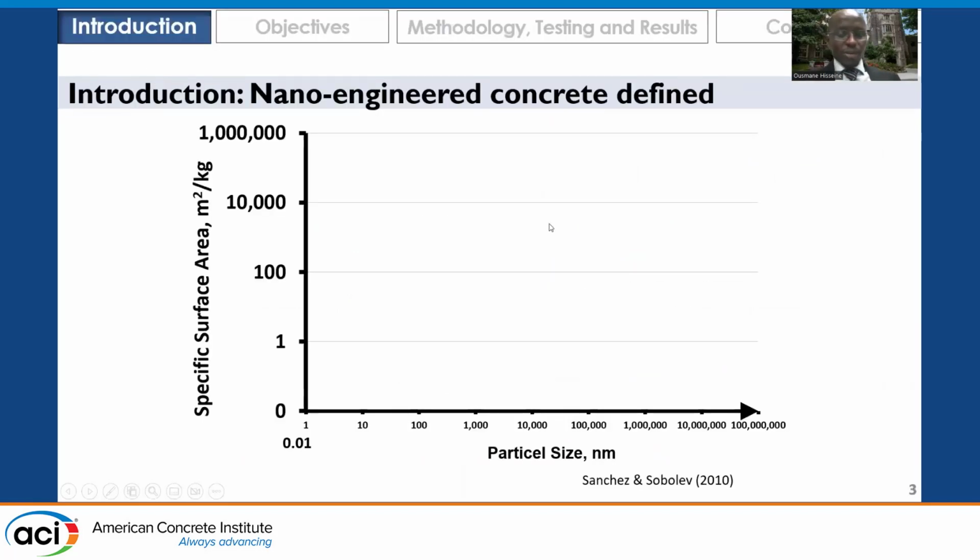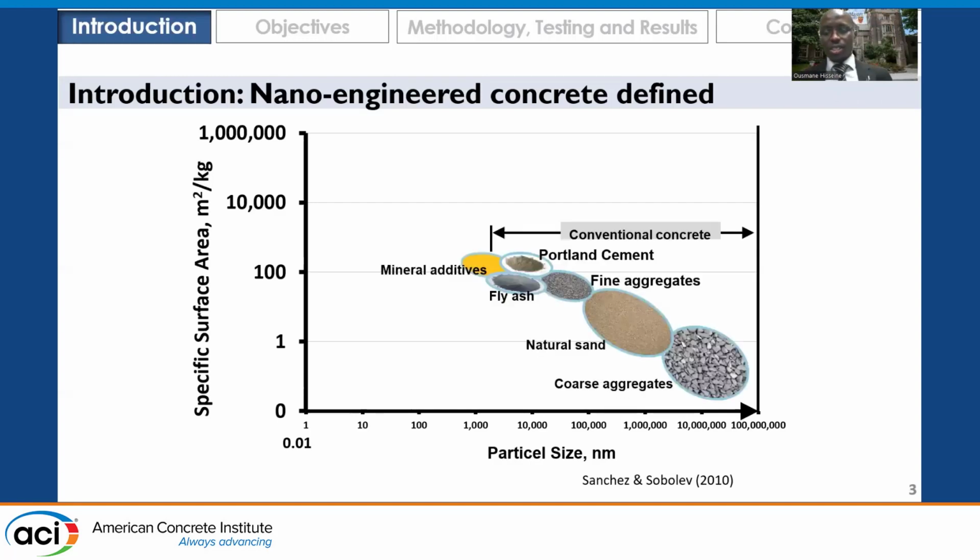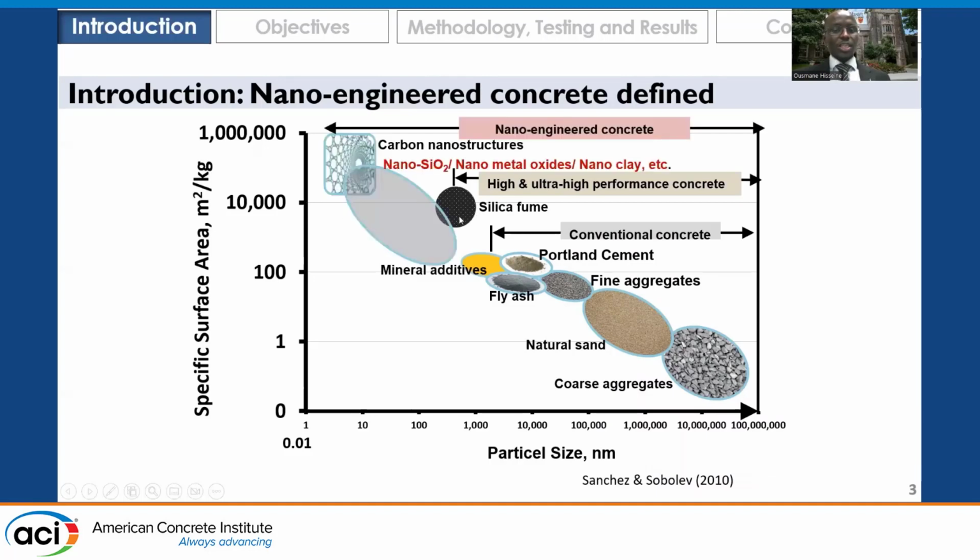So let us first of all define nano-engineered concrete. The most straightforward definition is the one that links the different concrete classes to the specific surface area of their ingredients. You can see here that from normal strength concrete to ultra high performance concrete that has further effective silica fume that has much finer particles, to nano-engineered concrete with much finer materials and higher surface area, of course.